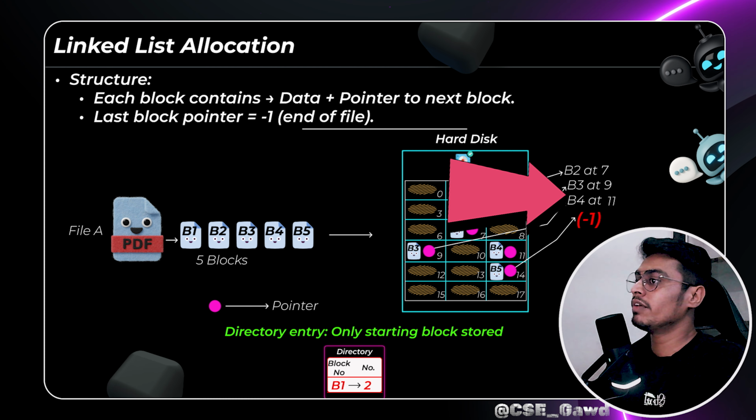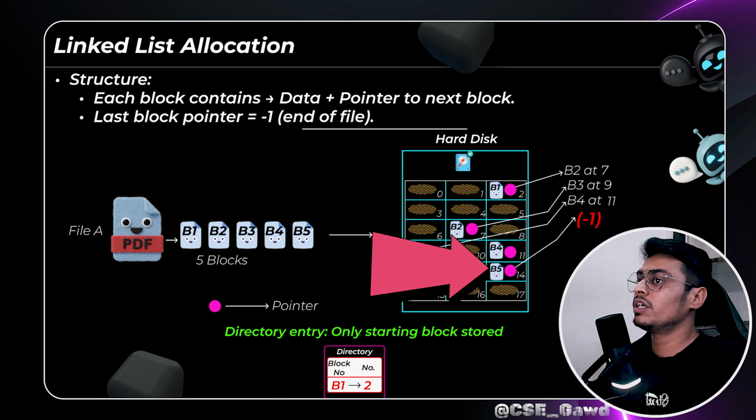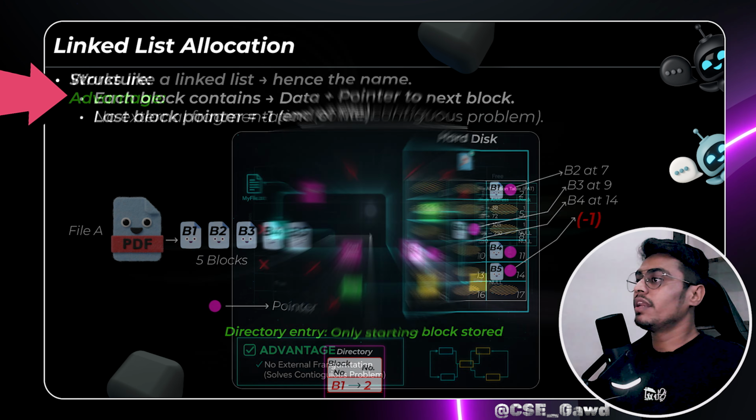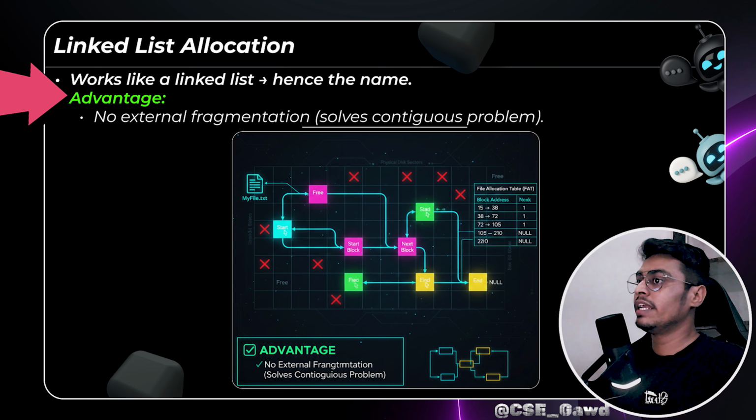In block 14 we will have data and a pointer, but the value in the pointer will be -1. -1 means it's not pointing any further. This is the last block, so it becomes like a linked list.